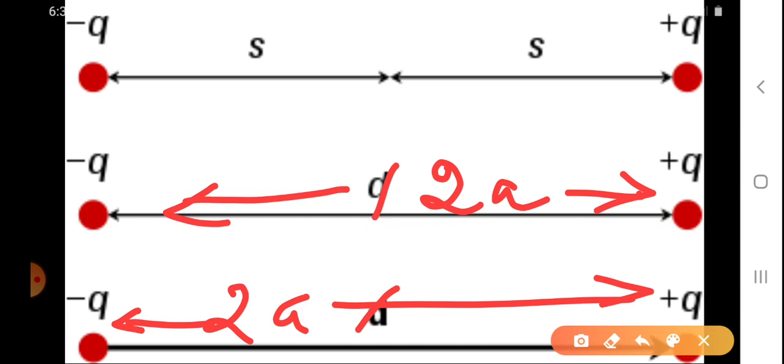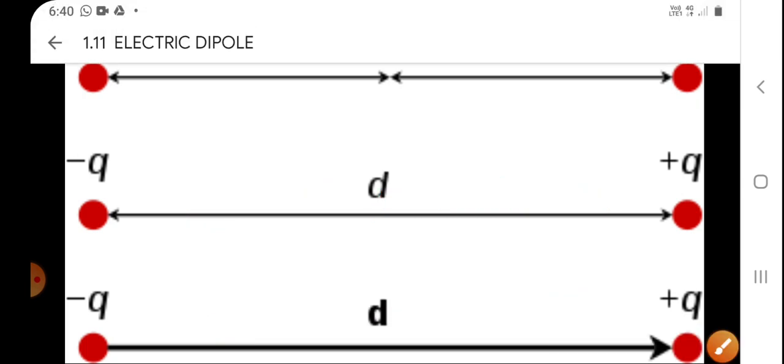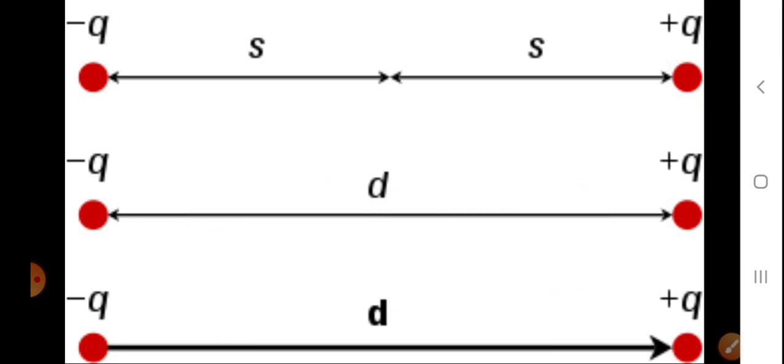It is by convention that we say the distance between the two equal and opposite charges is 2a. Hope you can recall the distance between the two poles in a magnet is termed as 2l. There the magnetic dipole, here the electric dipole. There the magnetic length was 2l, here the length of the electric dipole, or the distance between the charges of the electric dipole, is 2a. And what are the properties of this setup?